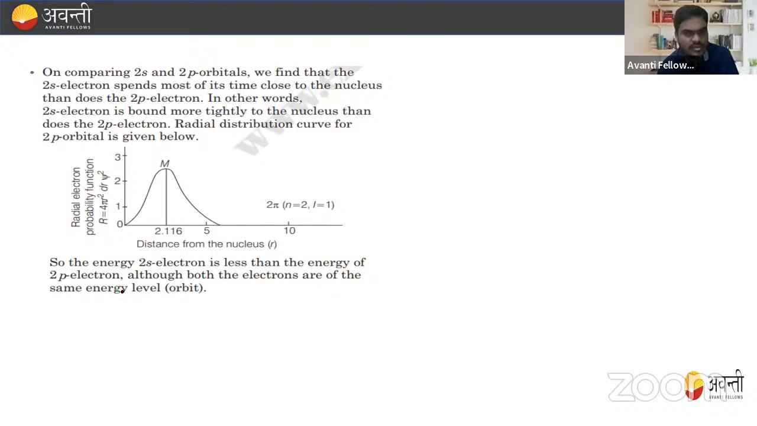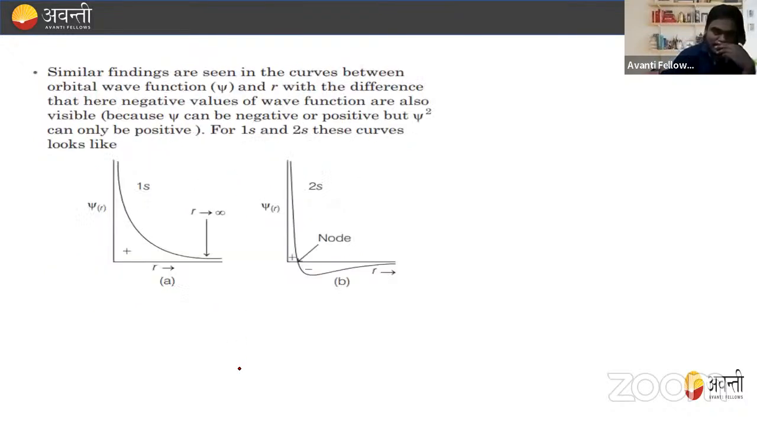Although both the electrons are of the same energy level, or we say orbit. So this is the distance from the nucleus, that is r, and this is the radial electron probability function, which is equal to 4 pi r square psi square. So we get the graph like this, right? So 2p means n is equal to 2 and l is equal to 1. So for 2p, we get the graph like this.